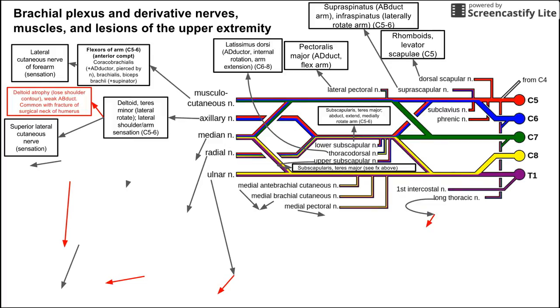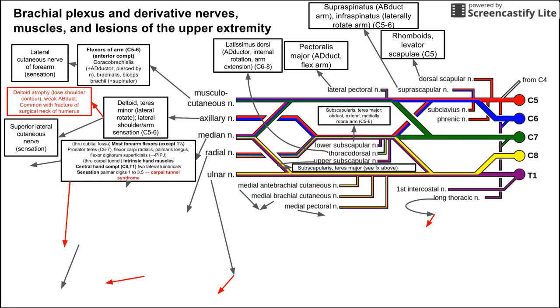The next of the terminal branches is the median nerve. Median nerve does quite a bit in the forearm and in the hand, and we're going to go through it all here. The median nerve first traverses through the cubital fossa before innervating the majority of the forearm flexors. These forearm flexors are located on the anterior side of the forearm. They're separated into 2 layers.